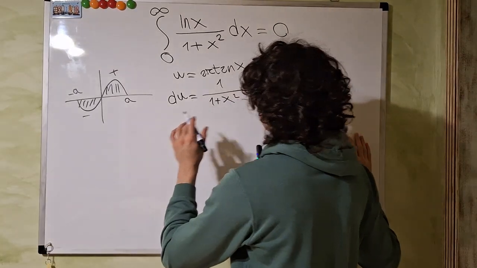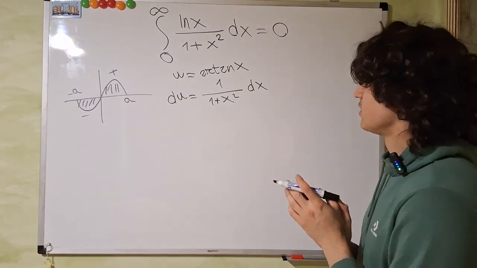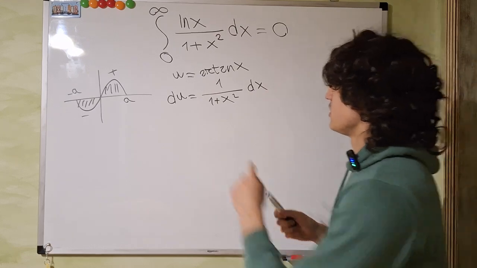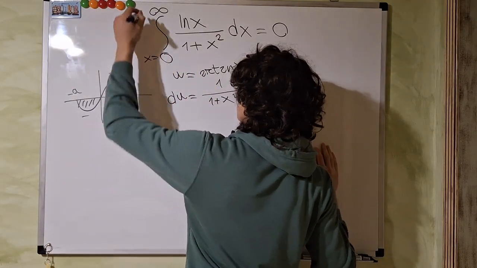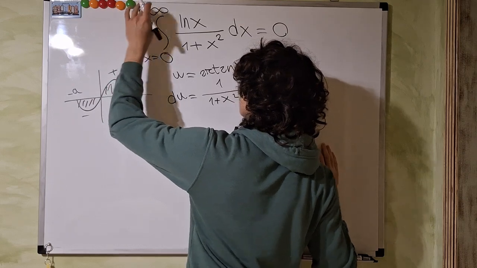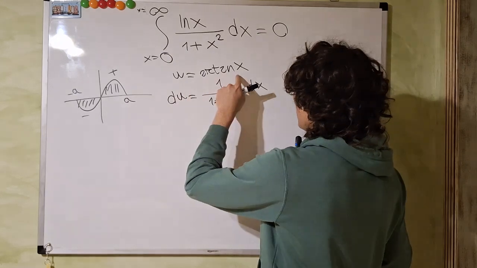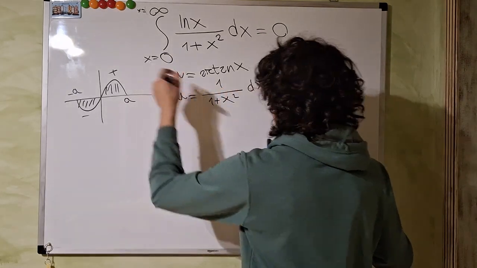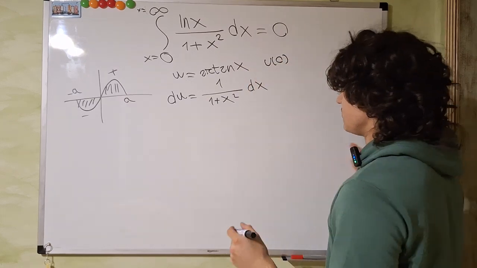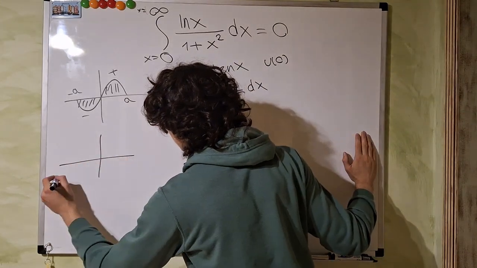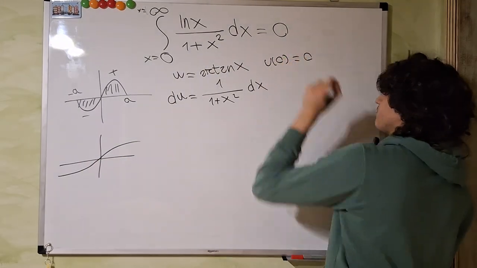Now let's do the substitution, and we also have to change the limits of integration, because here we're going from x equals 0 to x equals infinity. But now we are changing the integral in terms of u. So when x equals 0, u is the arctangent of 0, and the arctangent is a function that looks like this, and the arctangent of 0 is 0.